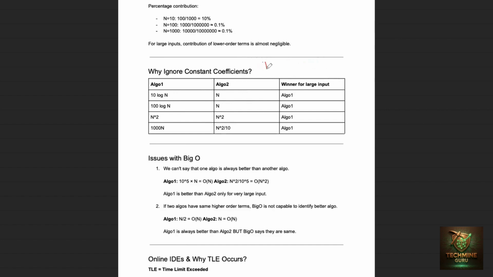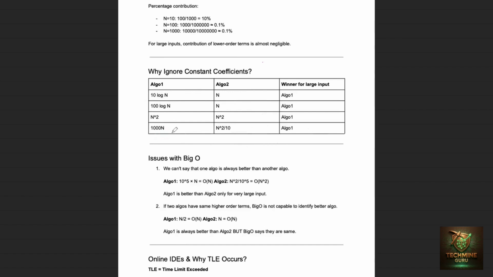And in this, since n was equal to 10,000, algo 2 will give 10,000. So what do you think? Which is the bigger, which is the winner algo? This one, right? In a similar fashion, 100 log n and n, two algos are there. Which one will be better? Still 100 log n will be better. In a similar fashion, n square, both are the same, so any algo will be better. Now in the next case, 1000n and n square by 10. In this case also, for higher input, algo 1 will be much faster than algo 2.